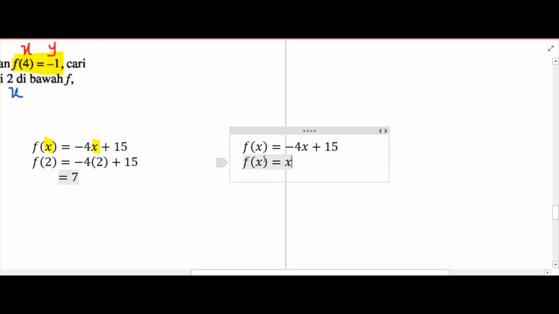So, apakah nilai ini? What is the value? This one, just now I give example nilai. Tapi apakah nilai yang betul-betul? Okay, just do like, these two are equal. Fx negative 4x plus 15. Fx is x. So kita samakan lah. Negative 4x plus 15 equals to x.